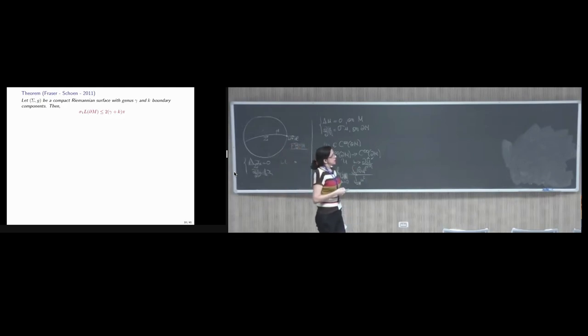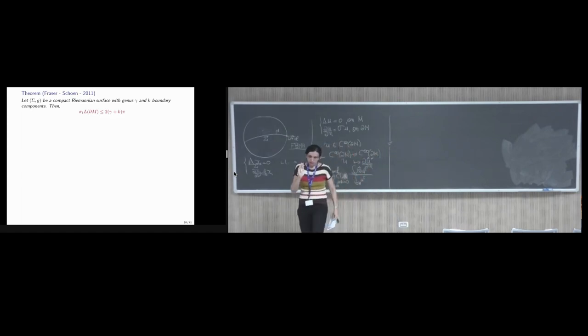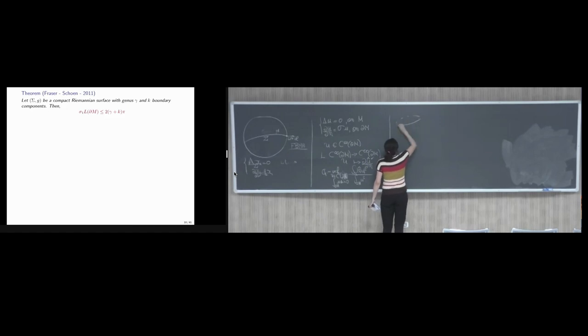Firstly, they proved the result, but not at this moment, not in free boundary; afterwards they proved it in the case of free boundary. And what did they prove? They proved that if you have a compact Riemann surface with genus gamma and k boundary components, then you have these estimates. Well, let me see here. The idea here is the same that I said yesterday when I proved the theorem about the nodal domains. I don't know if you remember, but I use the same idea here. What do I do? One minute. I will draw here.